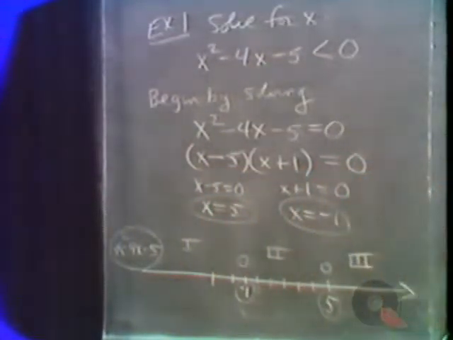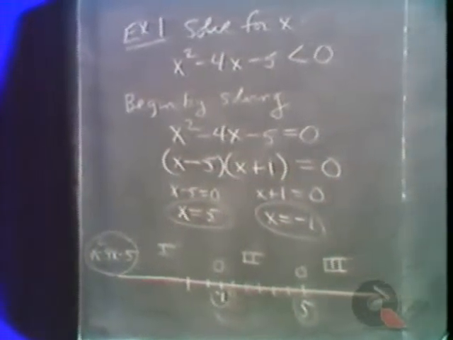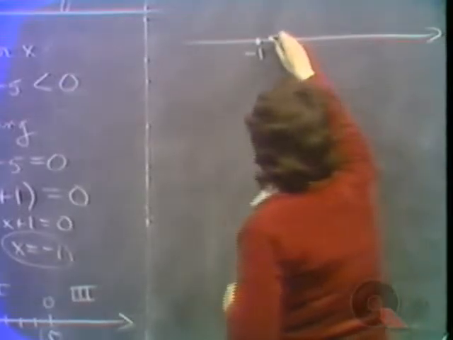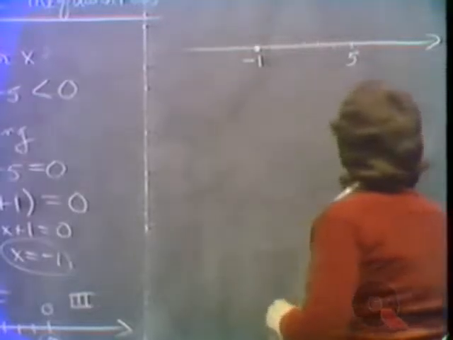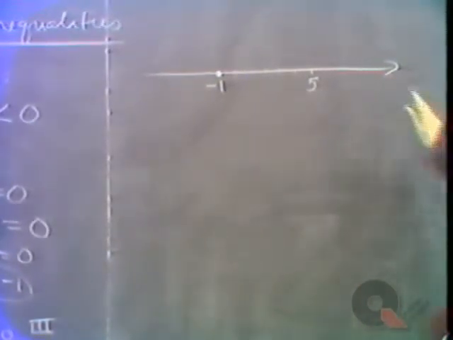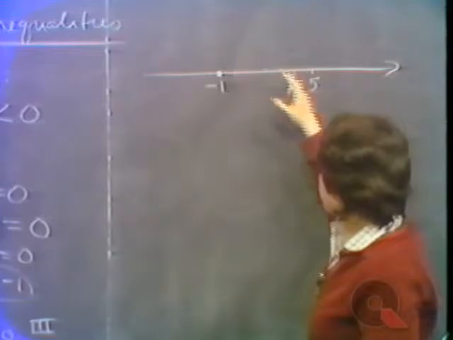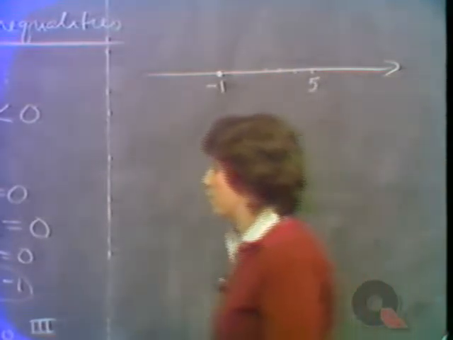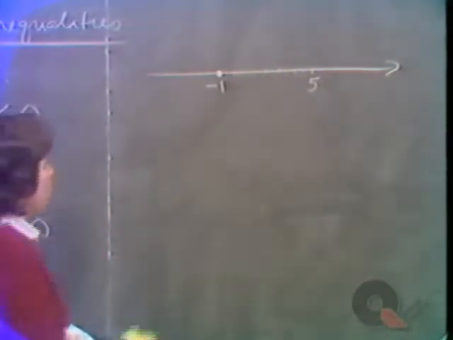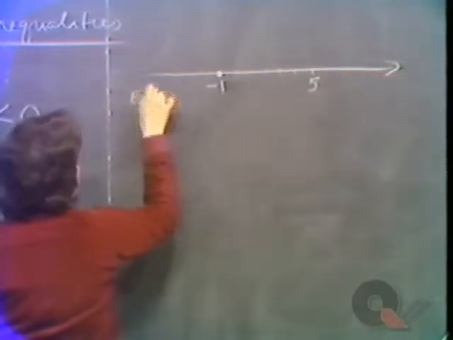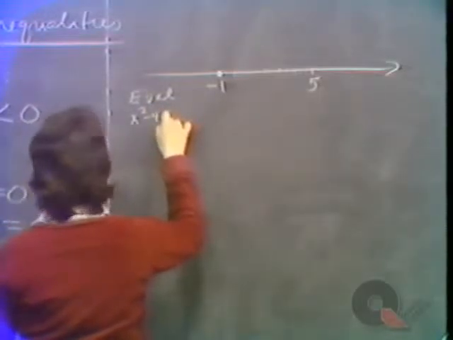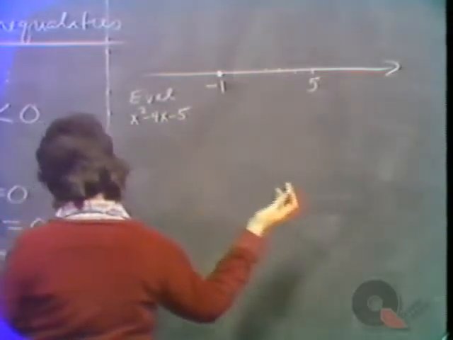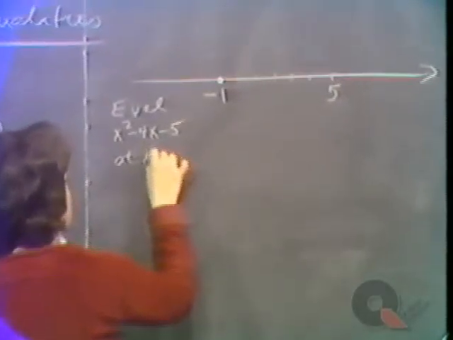Okay, so what we're going to do is to look at the places where it's 0, minus 1 and 5, and try to pick a value in each of these portions and evaluate x squared minus 4x minus 5 at that number. Okay, so we're going to start in the first portion here. I'll evaluate x squared minus 4x minus 5 at x equals minus 2.